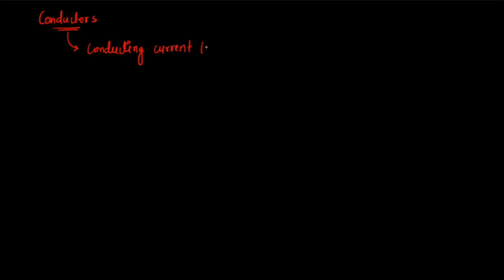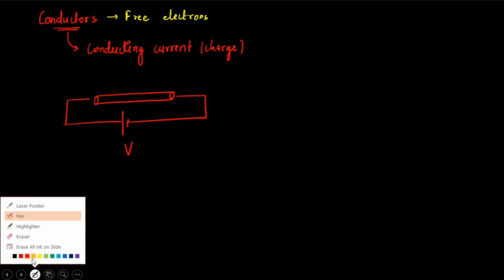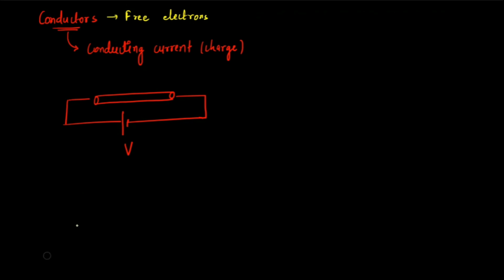How this charge flows, we already discussed: the conductor has free electrons in it, and those free electrons are the reason for the conduction. So suppose we have a conductor, and we just assume this is a conductor, it has some specific length and dimensions and it is connected to a battery of some potential V. It is that same potential which we studied in the previous classes.